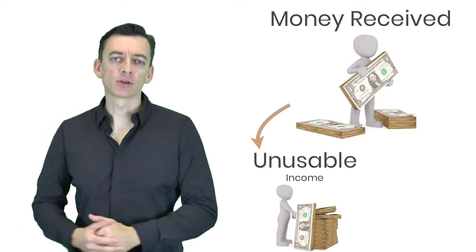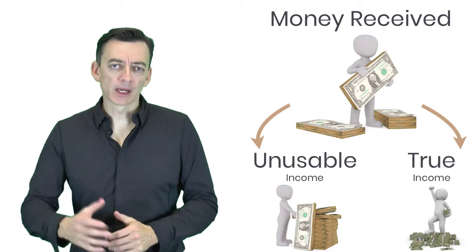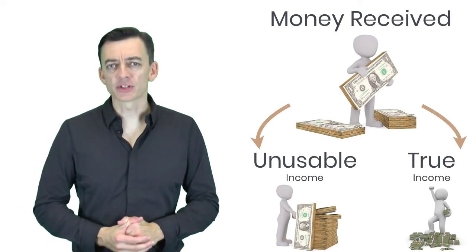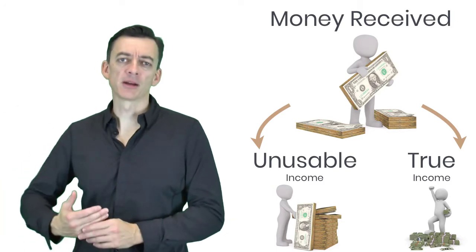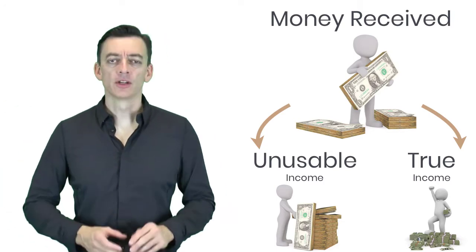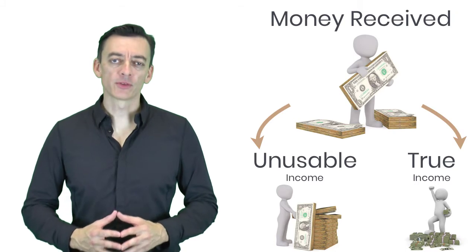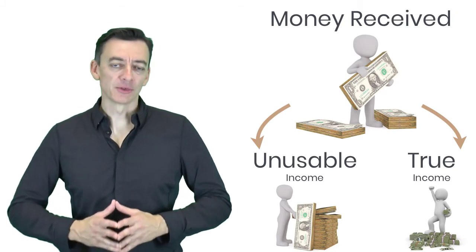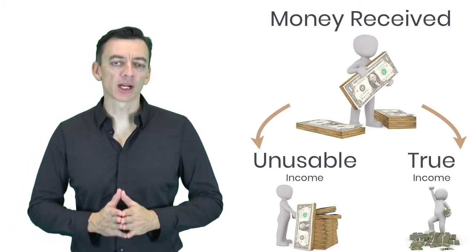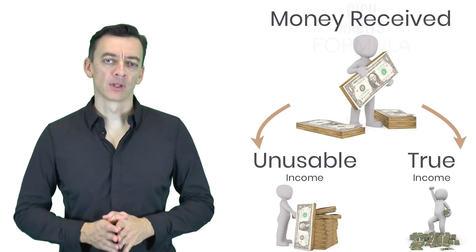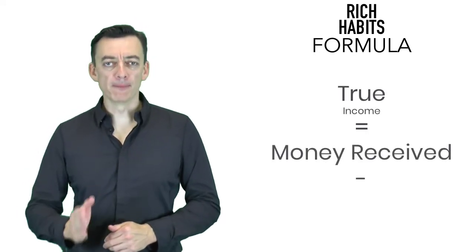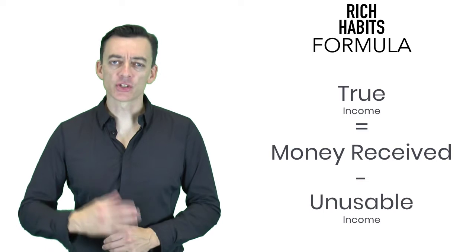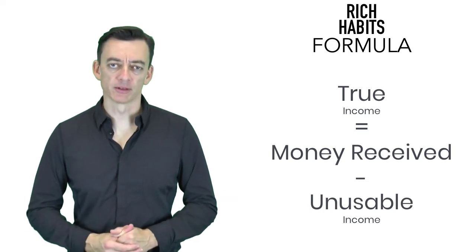The remainder is what we call true income. And with true income, you apply the Rich Habits allocation system in order to make sure that the business can survive and continue to prosper and become richer and richer and richer. So therefore, we have these three things. We've got the money received, we've got our unusable income, and we've got our true income. And therefore, we have a Rich Habits formula. True income equals money received minus unusable income. And it's the true income that you can actually do something with.